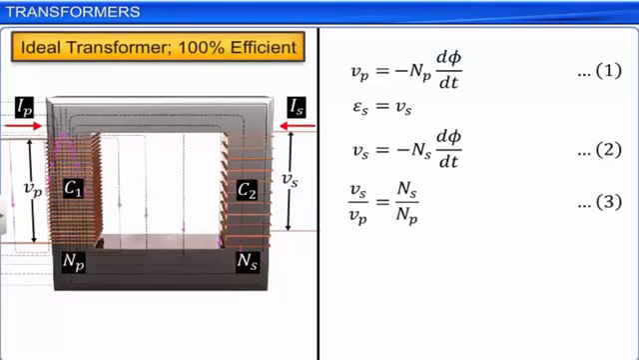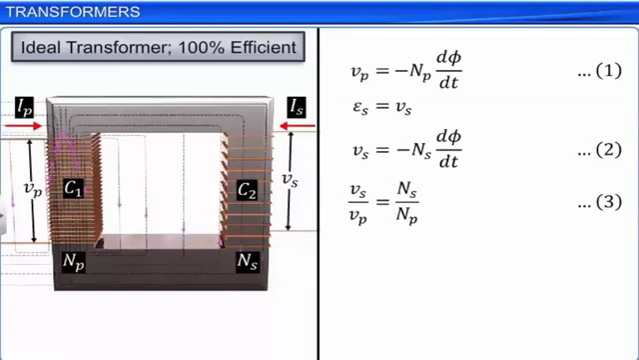This is a good approximation since a well-designed transformer may have an efficiency of more than 95%. 100% efficiency is not practically possible because of various losses. We know that power P is the product of the current I and the voltage V. Hence, we get P is equal to IV.